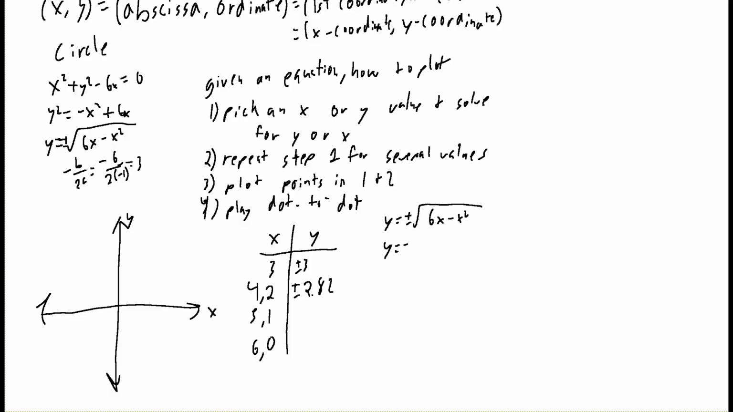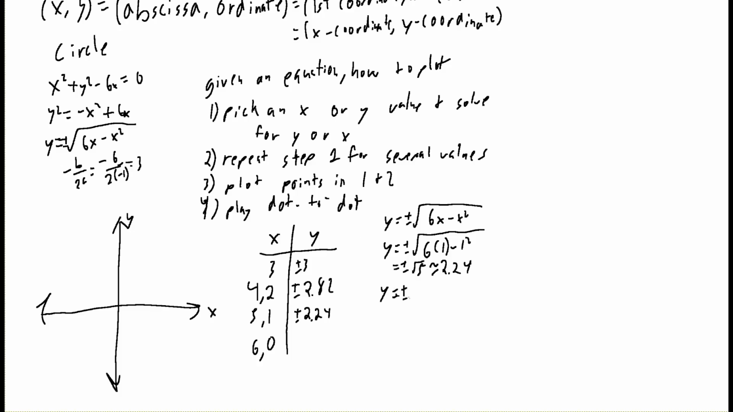1. We'll do 1 now. Y is plus or minus the square root of 6 by 1 minus 1 squared. So 1 squared is 1, 6 by 1 is 6, 6 minus 1 is 5. So this is plus or minus the square root of 5, which is approximately 2.24. So plus and minus 2.24.